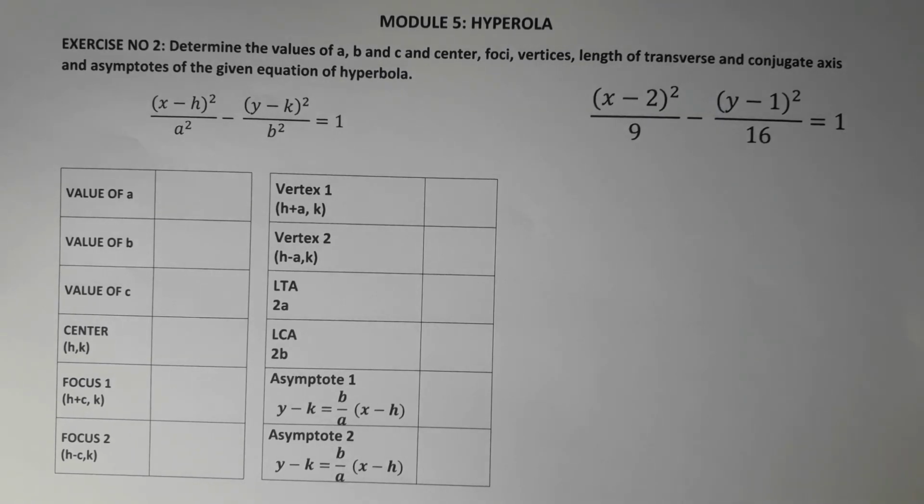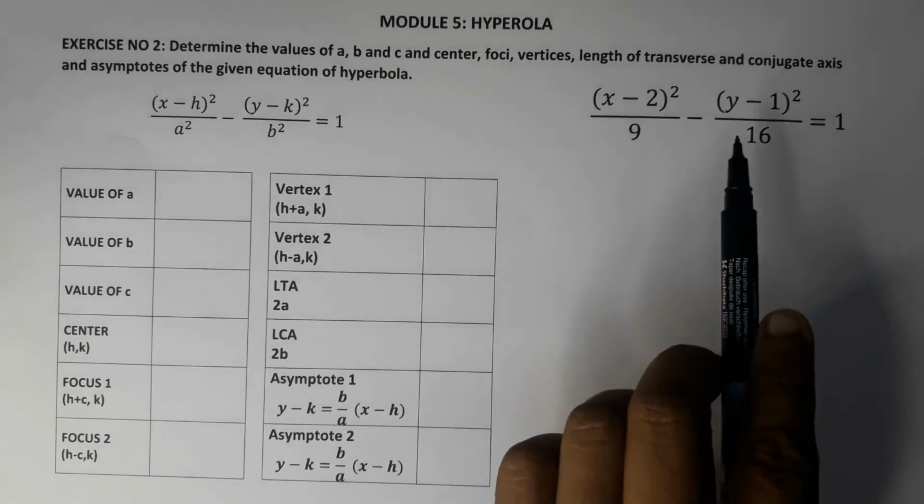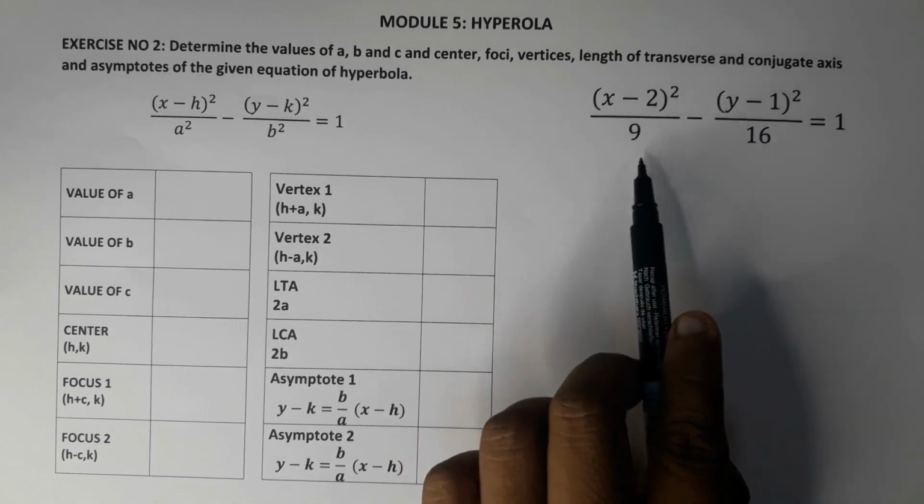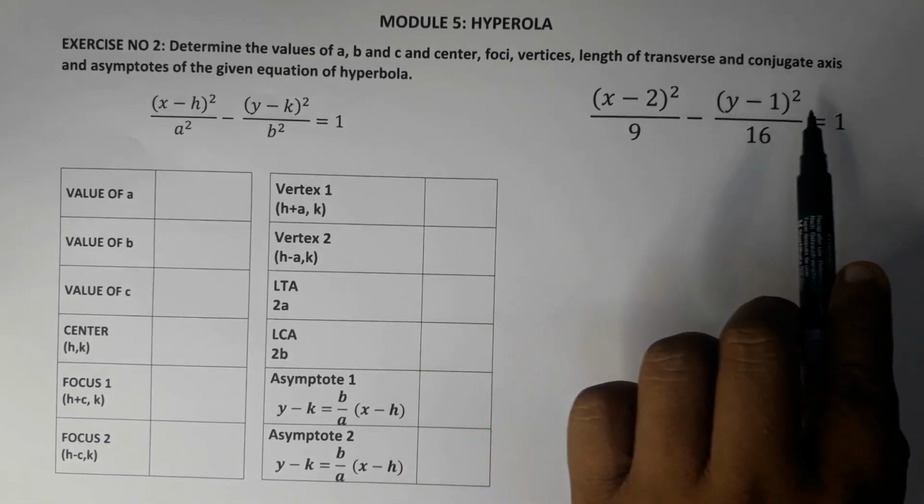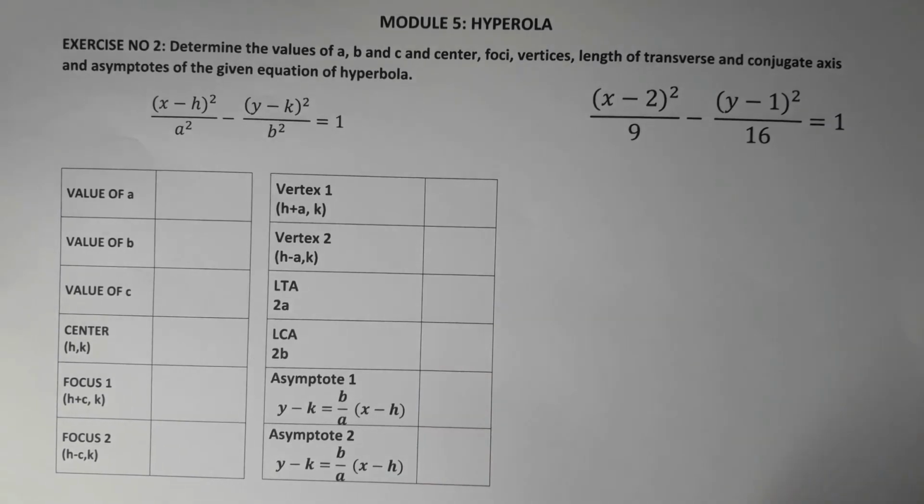Exercise number 2. Determine the values of a, b, and c and center, foci, vertices, length of transverse and conjugate axis, and asymptotes of the given equation of hyperbola, which is the square of x minus 2 over 9 minus the square of y minus 1 over 16 equals 1.